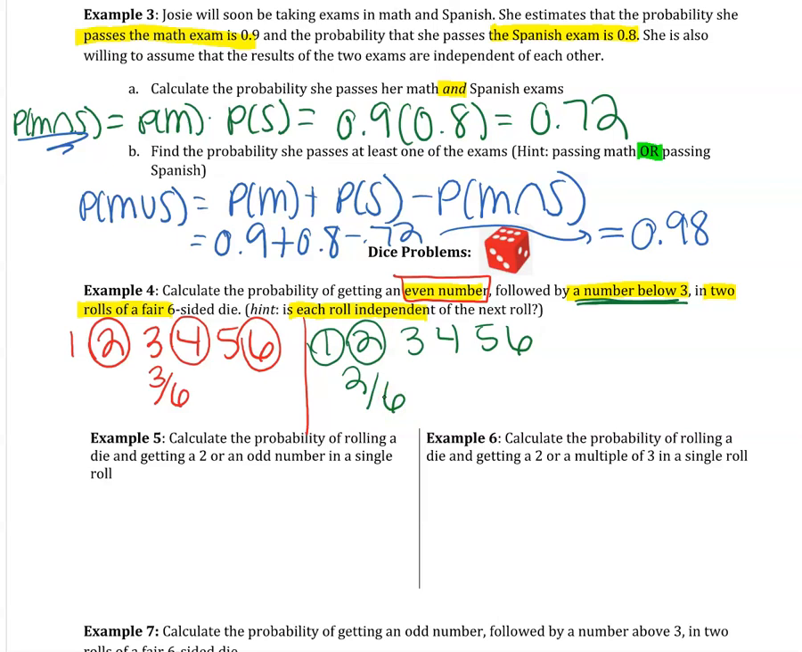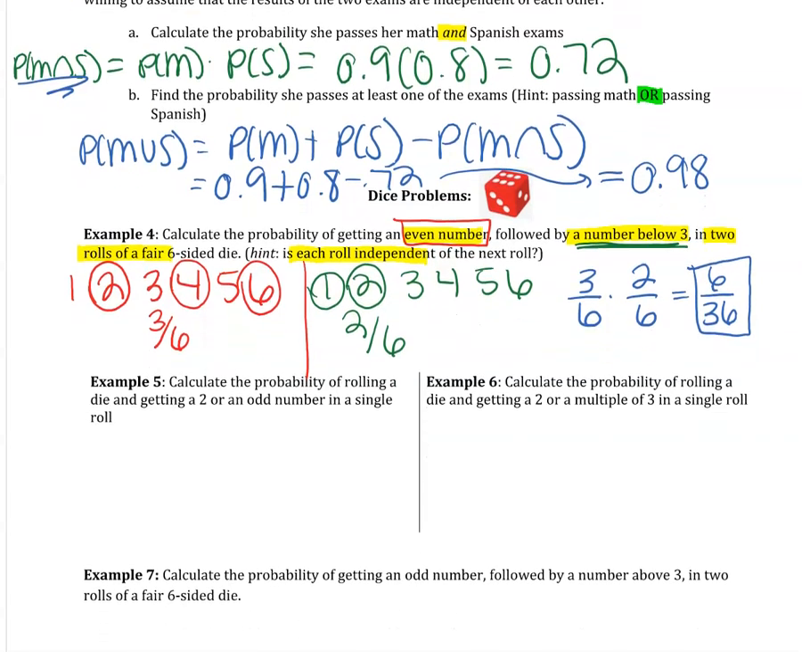So since each roll is independent of another, this is just an AND probability, all we're going to do is multiply these probabilities together. So 3 out of 6 times 2 out of 6 would be 6 out of 36. And you can reduce that or not, it doesn't matter. As long as it's mathematically equivalent, 6 out of 36 would be your probability.